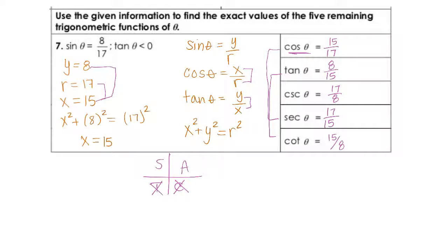Okay, now what quadrant would I have to be in so that tangent is negative? Which of the remaining two? Can I be in the first quadrant and tangent be negative? No. So we throw that out. So notice that we're in the second quadrant. Sine and cosecant are the only ones that are positive. So all the other trig functions that I have written have to be negative. So I can just throw in my signs.